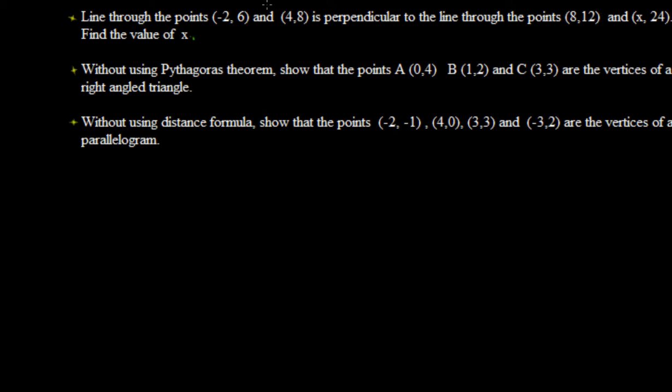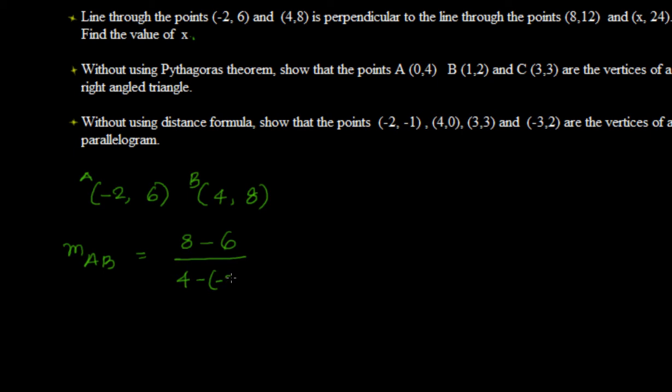So what we will do first, let's find out the slope of the first set. We have (-2, 6) and (4, 8). Let us say the points are A, B. So m of AB is nothing but y2 minus y1, that is 8 minus 6, divided by 4 minus of minus 2. That's nothing but 2 by 6, equal to 1 by 3.